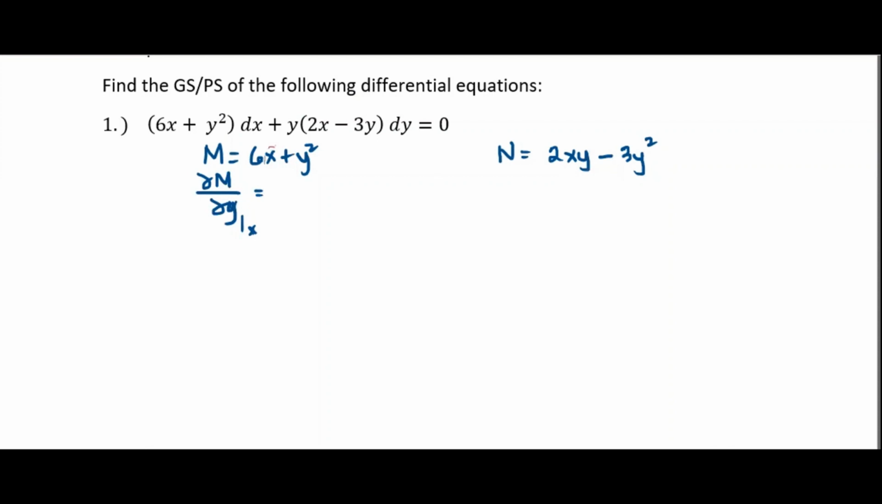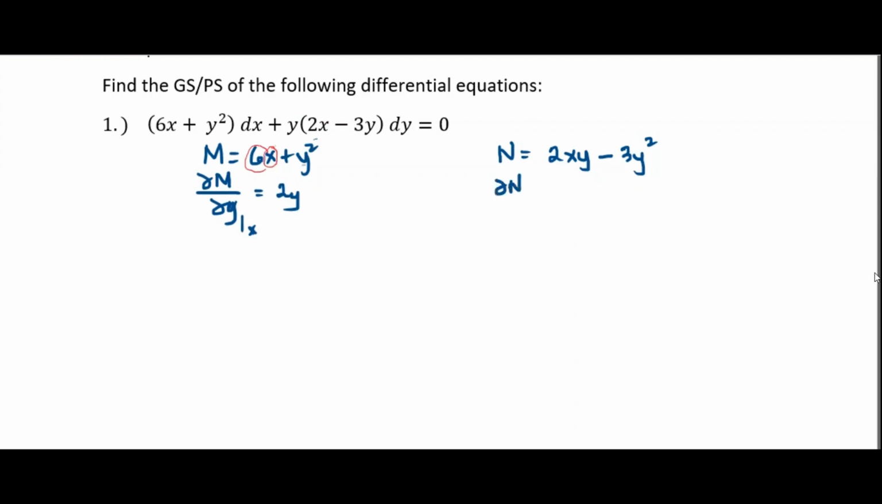So, x is considered a constant. So, this one is considered a constant multiplied by a constant. And what is the derivative of a constant? Di ba 0, guys? Yes po. And then, ito yung may y squared. Pagka dinifferentiate mo yan, 2y. Okay? So, my partial of M with respect to y is 2y. Nakuha, guys? Yes po.